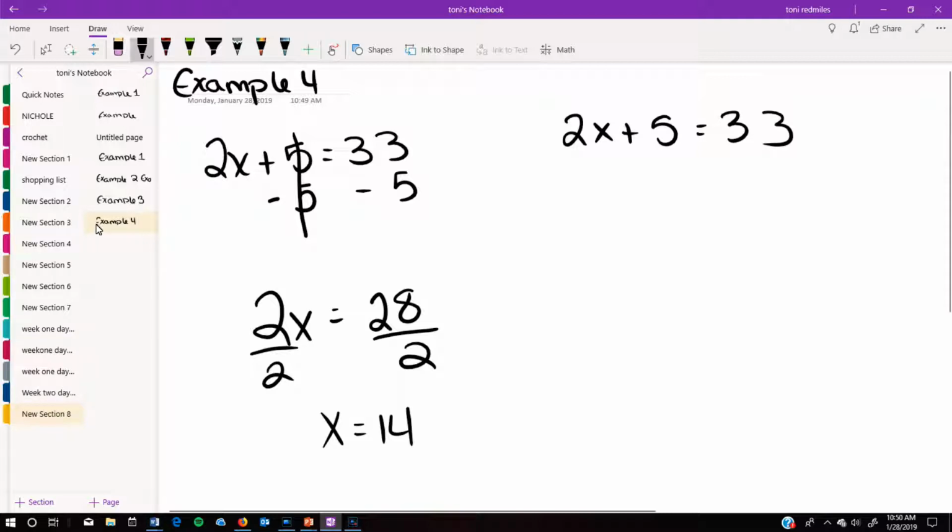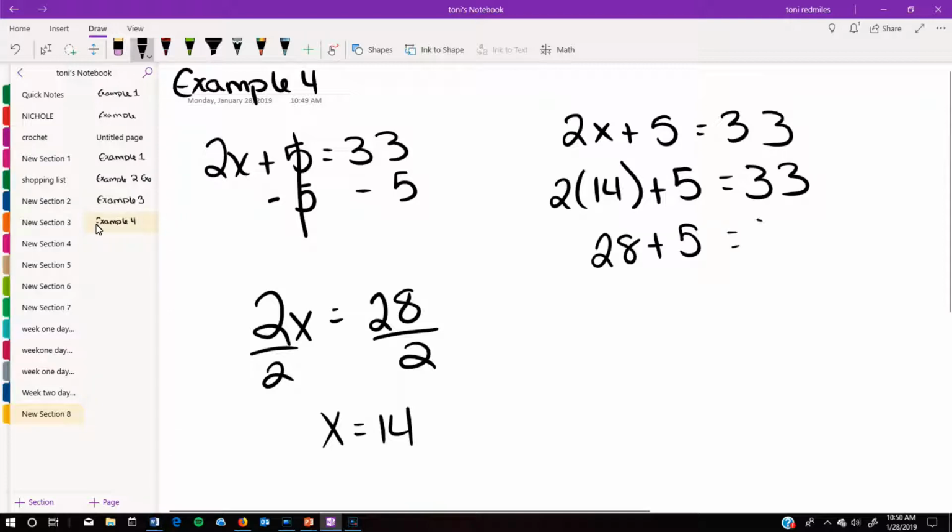So I'm going to evaluate it when x is 14, which means I'm going to put 14 in for x. All right, so 2 times the 14 is 28. 28 plus 5 is 33. And yes, 33 does equal 33. It's true, it checks.